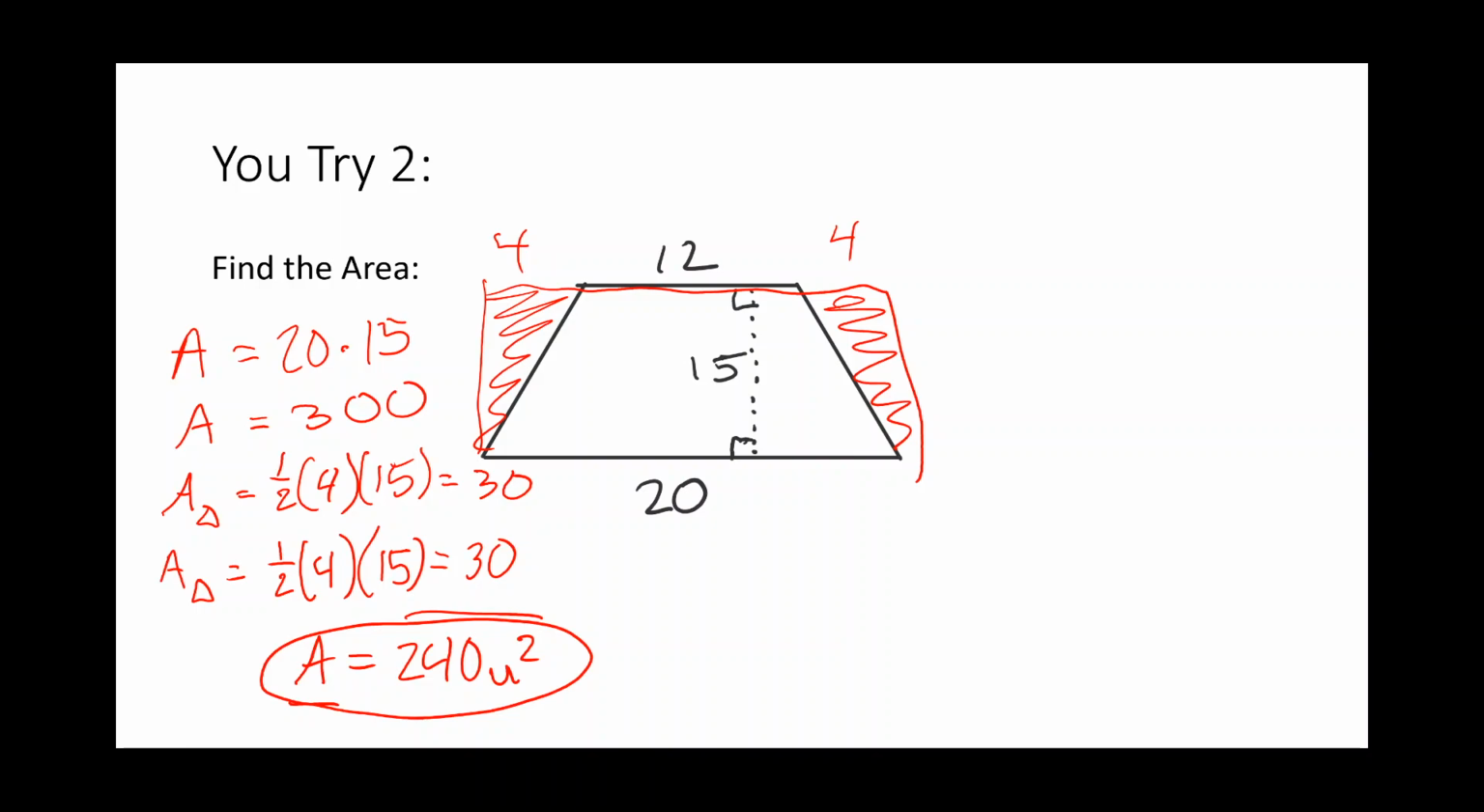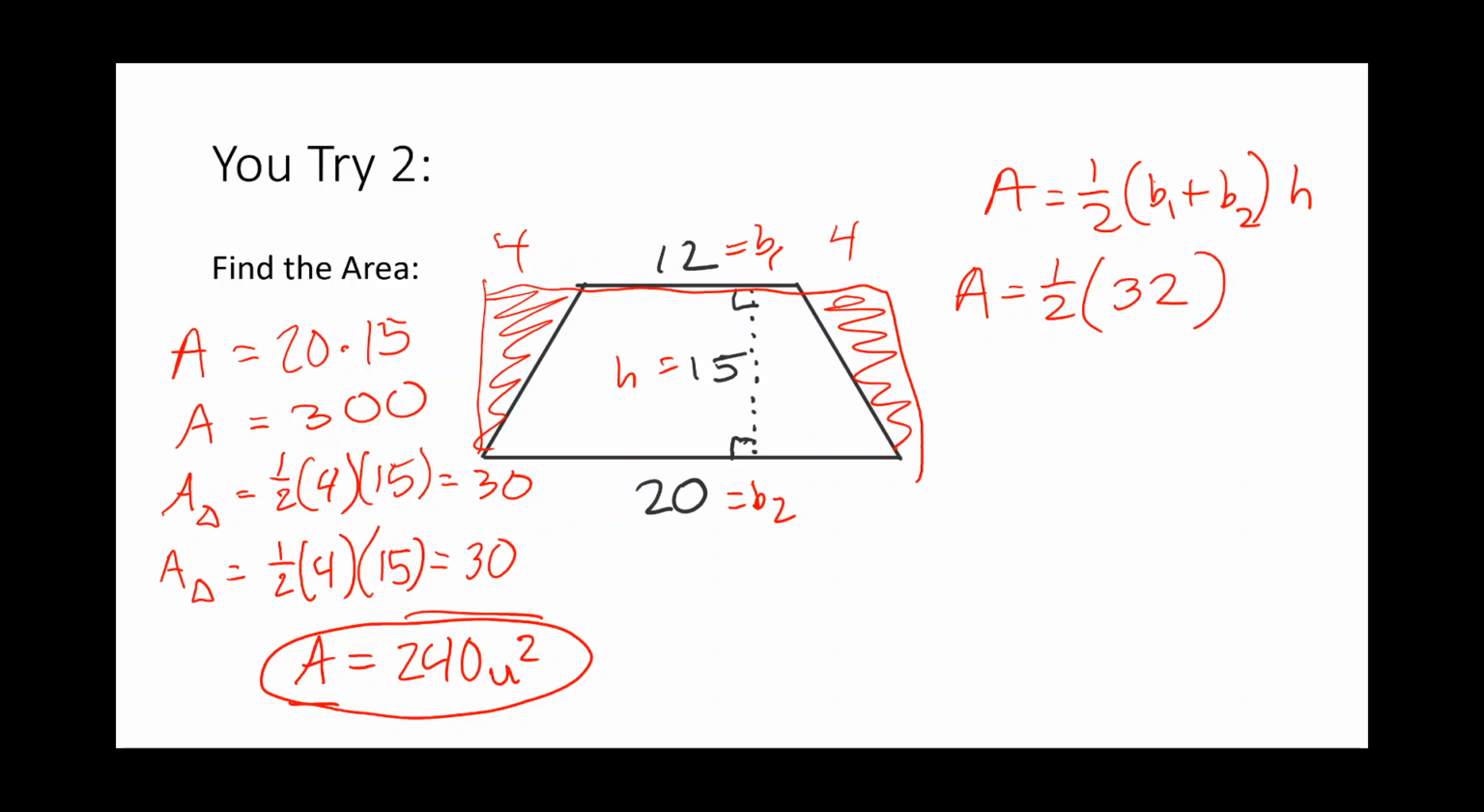Or you can use the formula. The formula is the area of a trapezoid is 1/2 times base 1 plus base 2 times the height. So the area is 1/2 times 20 plus 12, that's 32, times the height, which is 15. So I put that in my calculator and I get 240. So I got the same thing either way.